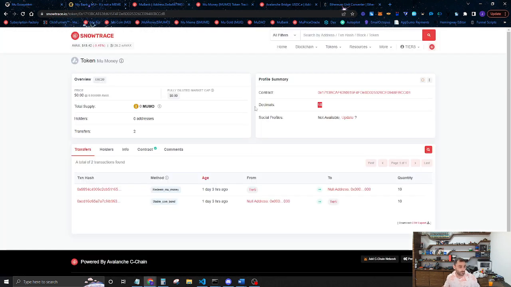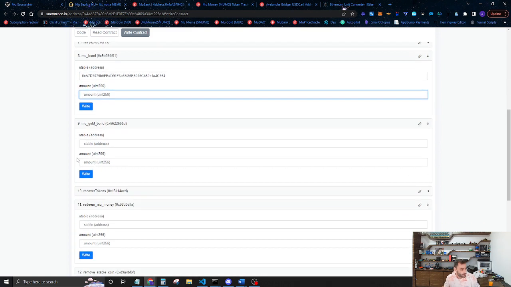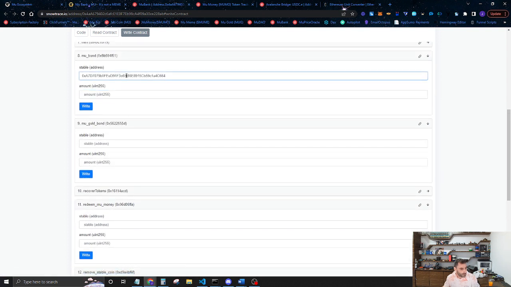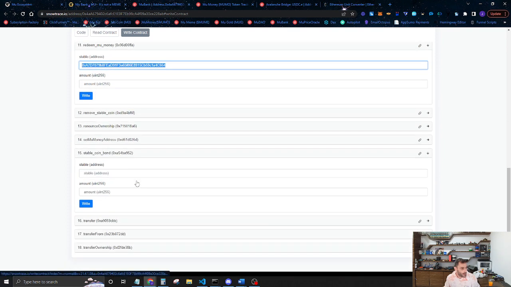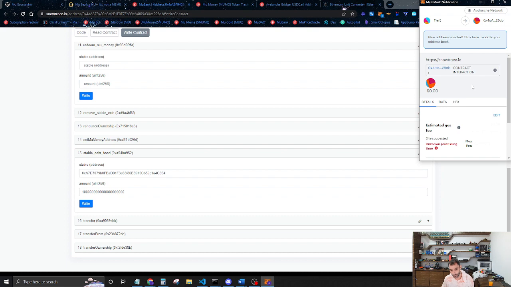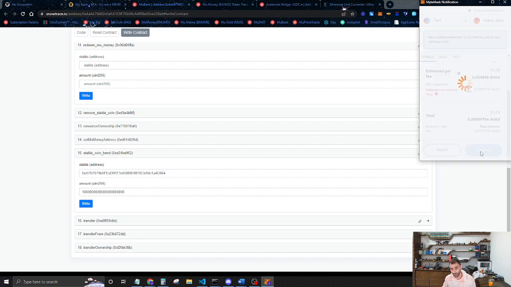Again, like I said, we will be creating a front end for you, so this is so much easier. First we're going to take this and put it over here in the stablecoin bond. And then we're going to do that. And now we're just going to go ahead and confirm this transaction.